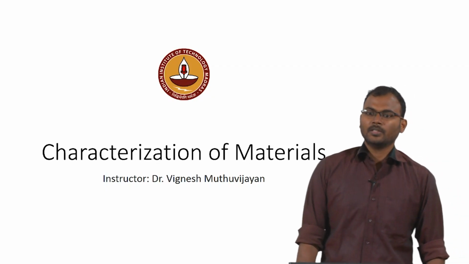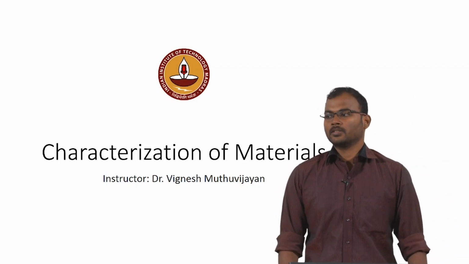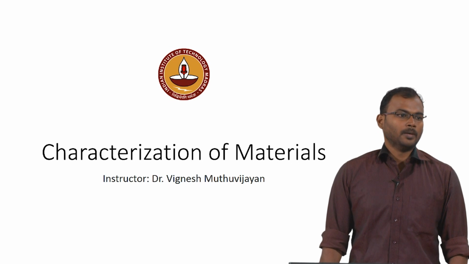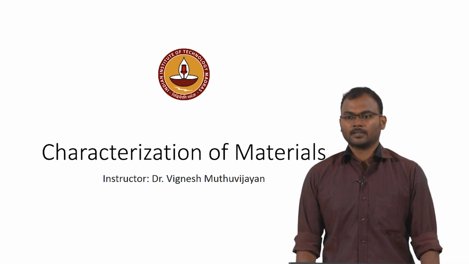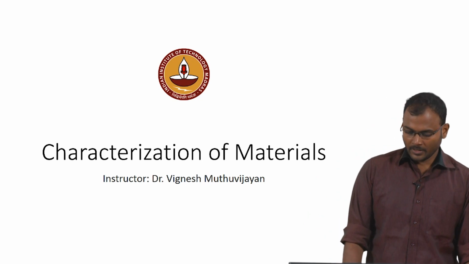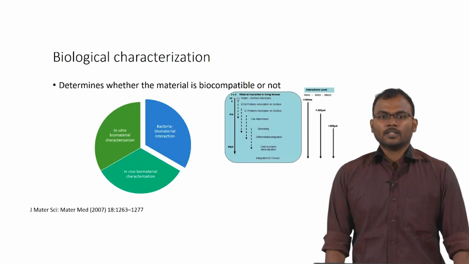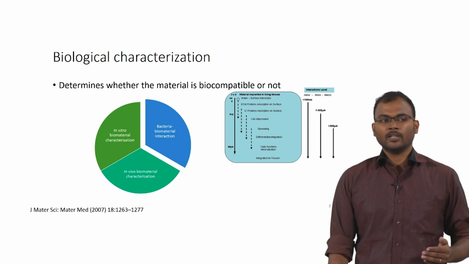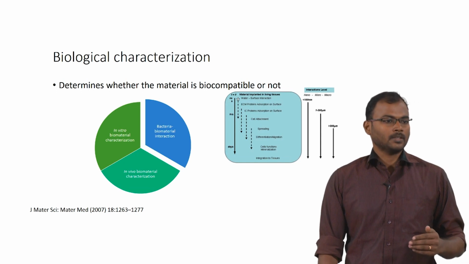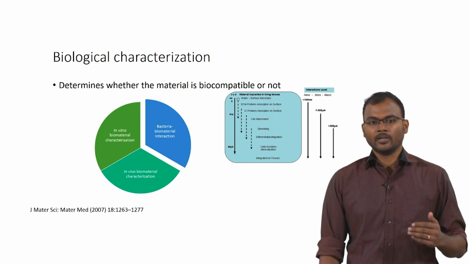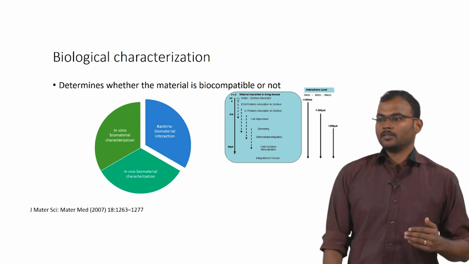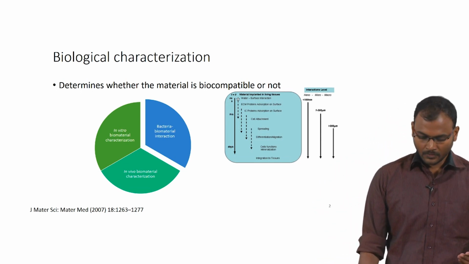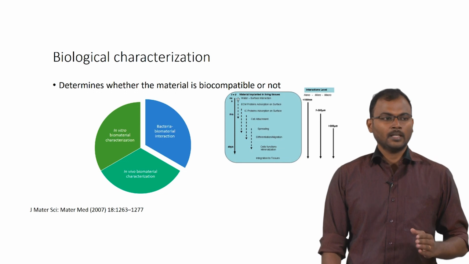Good morning everyone. In the previous classes we have learnt about surface properties and bulk properties, and how to characterize the surface properties and do mechanical characterization of the materials. So, coming to the final characterization, which is biological characterization. This is the end game which determines whether your material is biocompatible or not, which is basically whether the implant or device you are producing will be accepted or rejected by the host system.